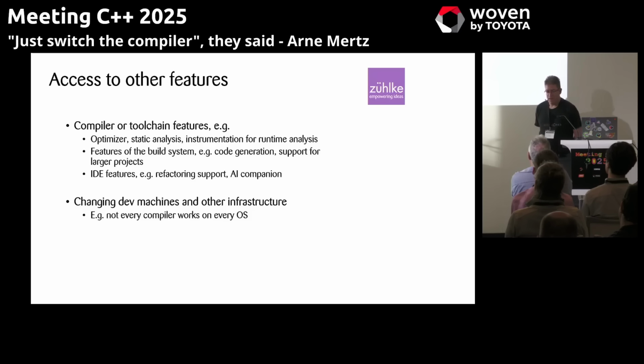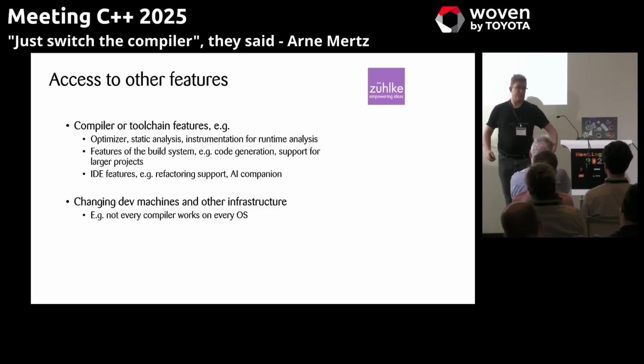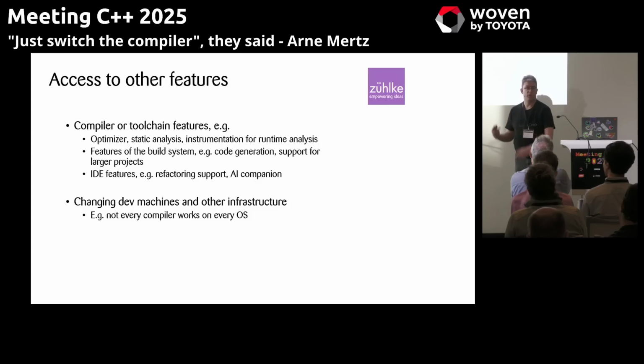Maybe you want to have access to something that is not directly a compiler, but is related to the compiler. You want to have access to some tool chains. You want to use maybe some build system, CMake or something like that, that currently does not support your current compiler, or other similar things. Or maybe you're changing a development machine. So we had a project where people were using Apple laptops, and they had to switch their machines. So they had to switch their compilers as well.